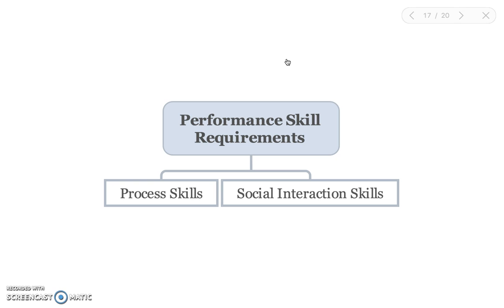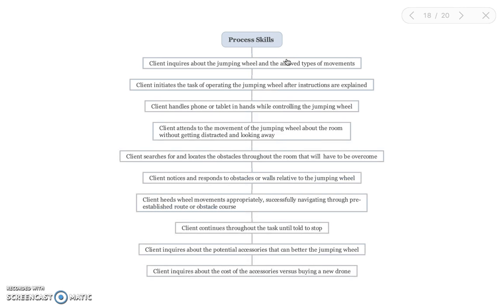For performance skill requirements for the client, they will need different process skills and social interaction skills. For process skills, they will need to be able to inquire about the jumping wheel and the allowed types of movement, initiate the task of operating the jumping wheel after instructions are explained, handle the phone or tablet in hands while controlling the jumping wheel, attend to the movement of the jumping wheel about the room without getting distracted and looking away, searching for and locating obstacles throughout the room that will have to be overcome, noticing and responding to obstacles or walls relative to the jumping wheel.